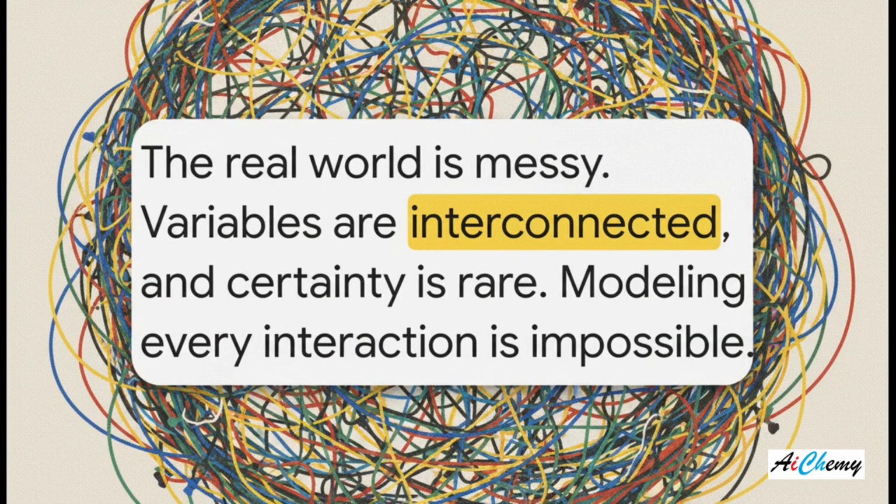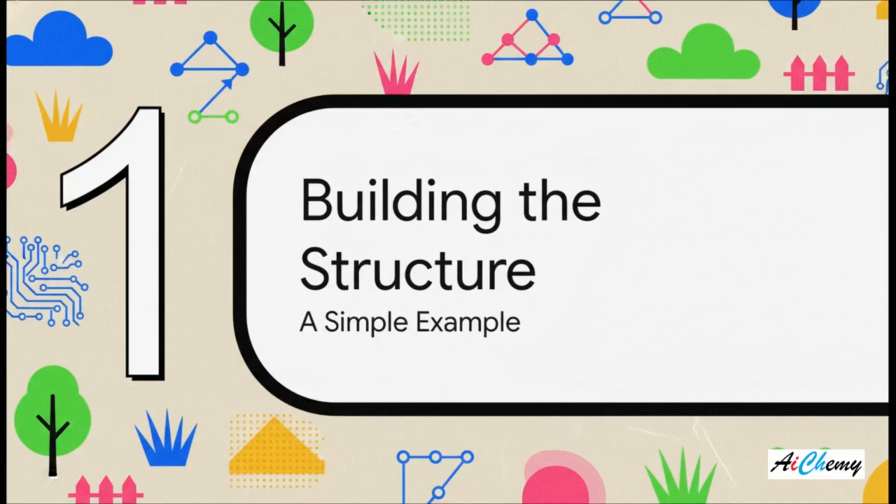Let's be real, right? The world is messy. It's not some clean spreadsheet where everything is in its own little box. Everything's interconnected, tangled up. Certainty, that's pretty rare. If you tried to build a model that tracked every single possible interaction, it would just become this massive, unmanageable beast. So yeah, we need a smarter way to do this. All right, so to really get how this works, we're not going to start with something huge like the global economy. Nope, we're going to start super simple, right in our own backyard, and build a model from scratch.